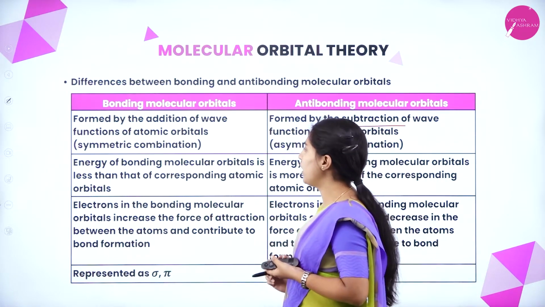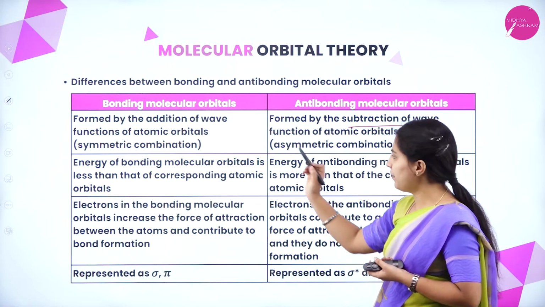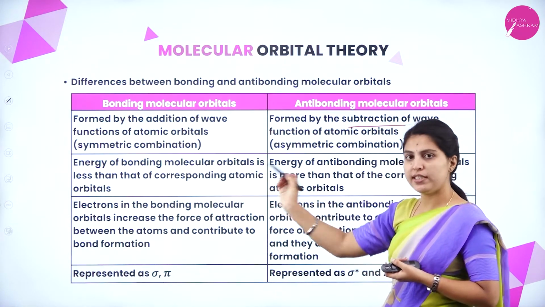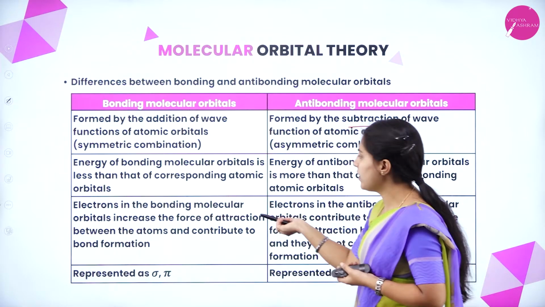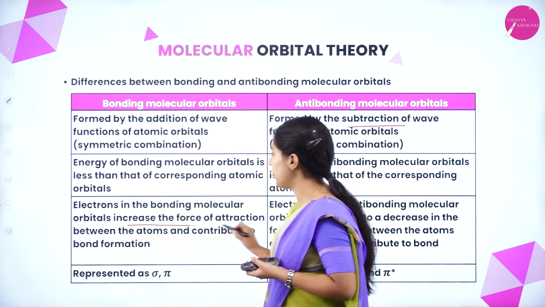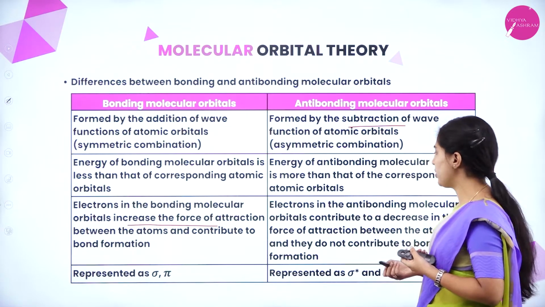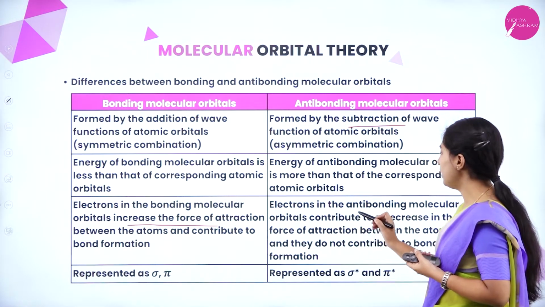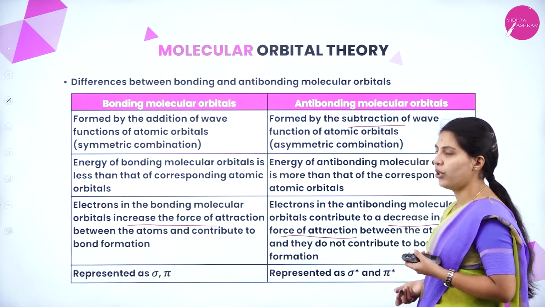Energy of bonding molecular orbitals is less than that of corresponding atomic orbitals. Here the energy of bonding is less, but the energy of anti-bonding is more. Electrons in the bonding molecular orbitals increase the force of attraction. Here the force of attraction between atoms is more, and the energy is decreased for bond formation.